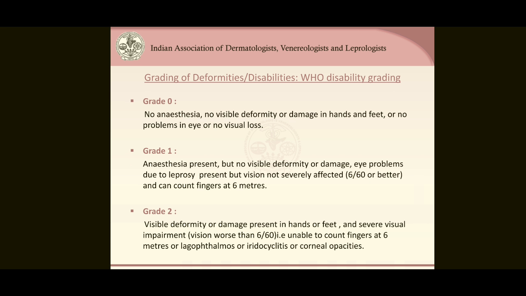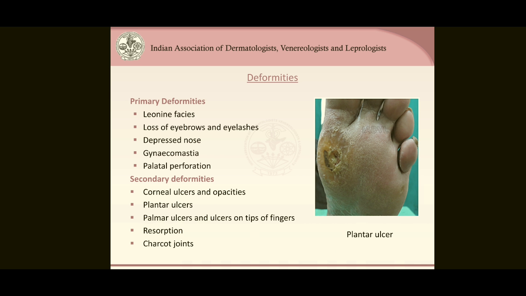Grade 2 deformity is nothing but visible deformity or damage present in hands and feet, severe visual impairment, that is worse than 6 by 60, nothing but unable to count fingers at 6 meters of distance, lagophthalmos, iridocyclitis or corneal opacities. So when you get a Hansen's case with deformities, you have to grade them into grade 0, 1 and 2 depending on the deformity present in that particular patient.